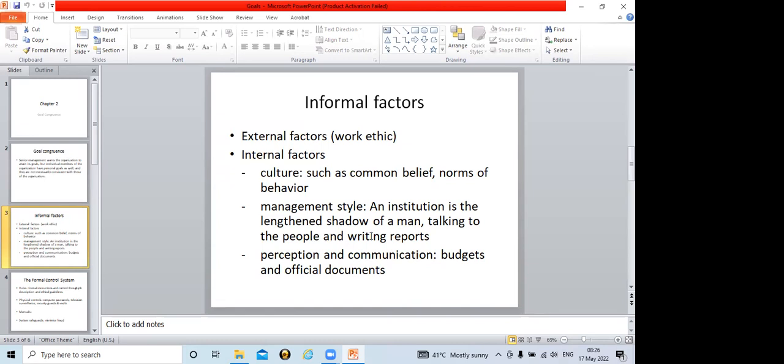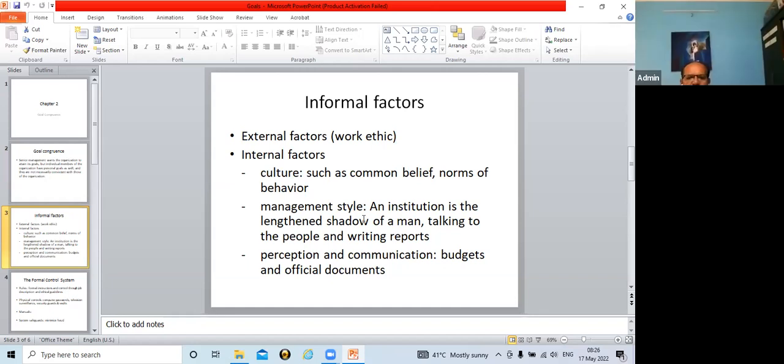Yes, sir. So management style is different. Gujarati and Maharashtrian, there is a little bit of difference. Then the next one is perception and communication. Here in perception and communication, budgets and official documents.